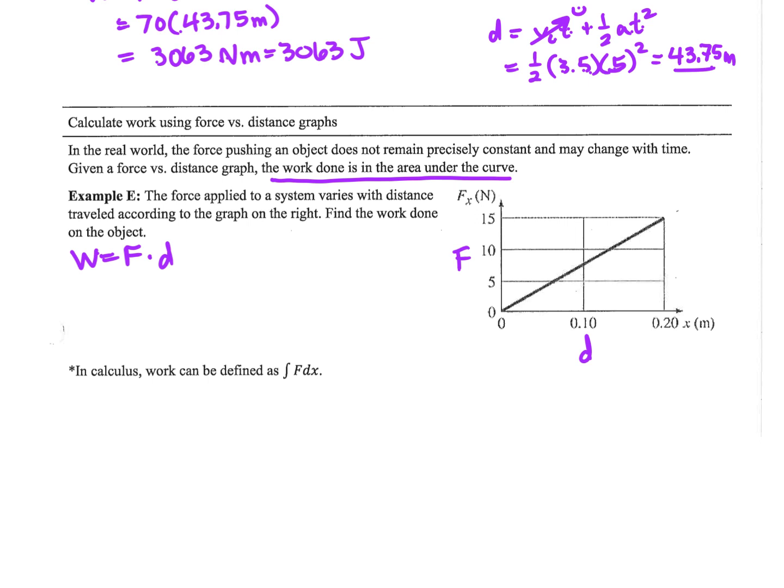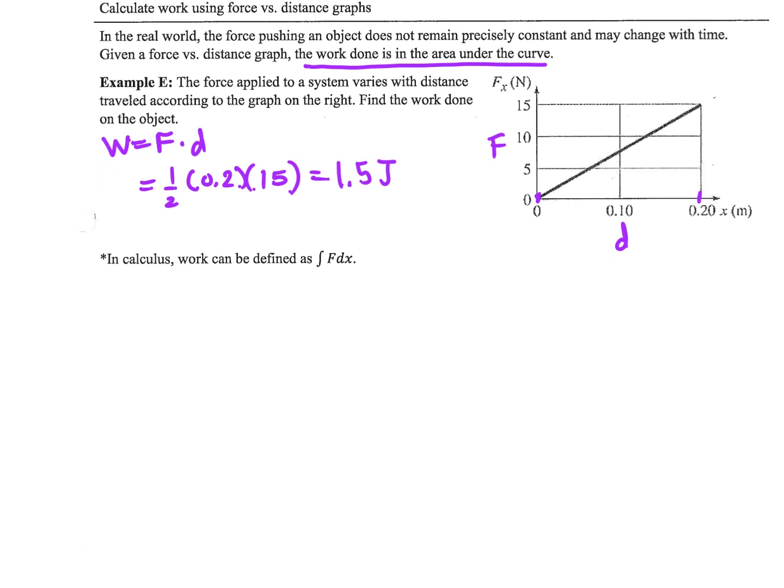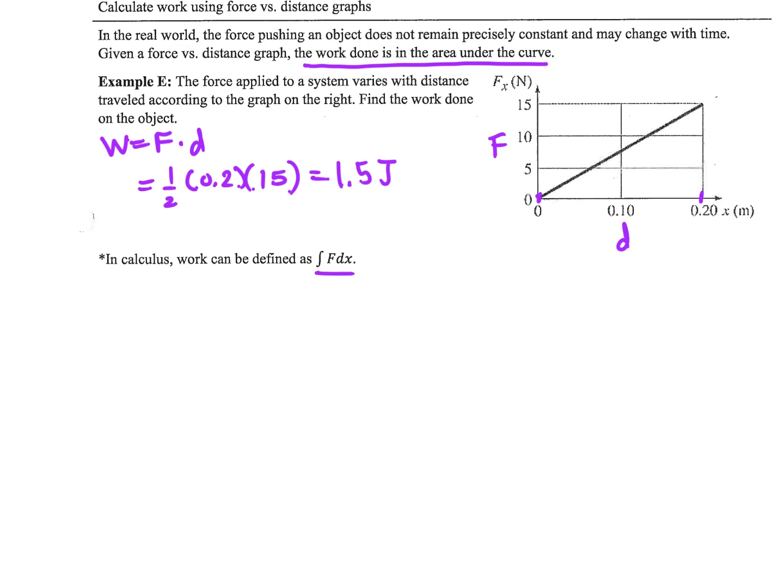Area under the curve, this is a triangle. So that is going to be 1/2 base, which is your distance, which is 0.2, times your height, which is your force, which is 15. If we look at this, we get 1.5 joules or Newton meters, right? Now, just as a preview, if any of you decide to take calculus next year, in calculus work, which is the area under the curve, is an integral. It's defined as the integral of f dx.